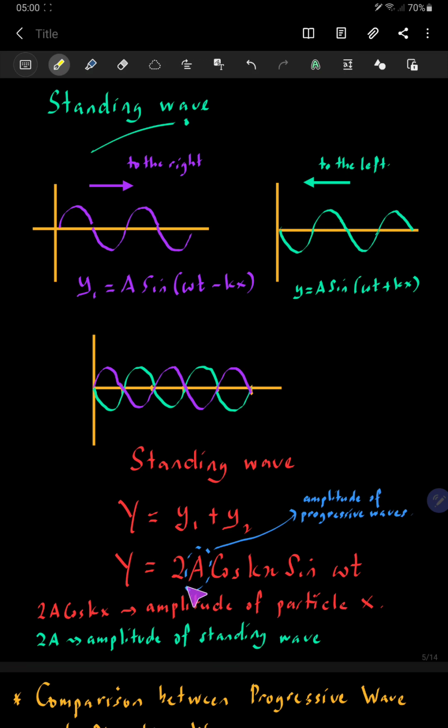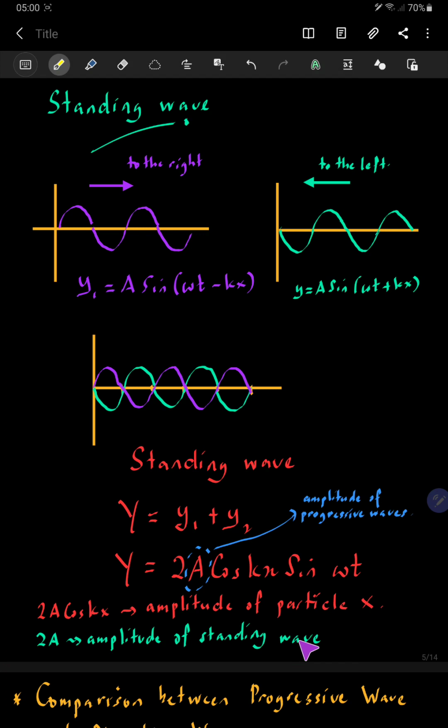Okay, 2a representing the amplitude of the standing wave. Correction: 2a cos kx representing the amplitude of particle x. So at different positions, or at different x, the amplitude is also different. Alright, so we can see here. And then 2a now representing the amplitude of the standing wave.